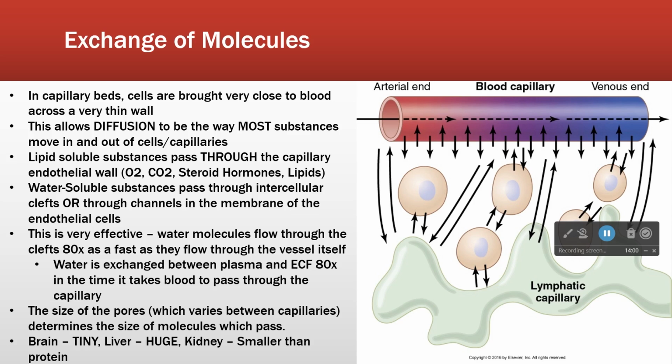Lipid-soluble substances, so connecting back to our polar-nonpolar discussion early on in the course, right? Lipid-soluble materials can readily pass through cell membranes. Because the endothelial cell that makes up the capillary is so thin, things pass very readily through it. So oxygen, CO2, steroid hormones, lipids, all pass relatively unhindered between blood and tissue across the capillary wall, no receptor required, right? Now remember, when you hear no receptor required, that also means there's no regulation, right?